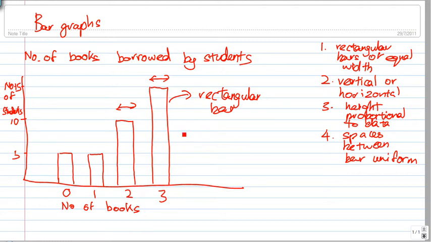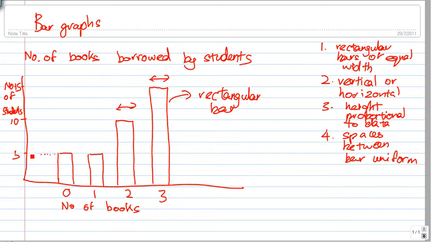So you can see 5 students borrow 0 books right here. This axis shows the number of students, so it's 5, 10, 15. These bars show the number of books borrowed by this number of students. So how we read it is like this: 5 students borrow 0 books in any given week.